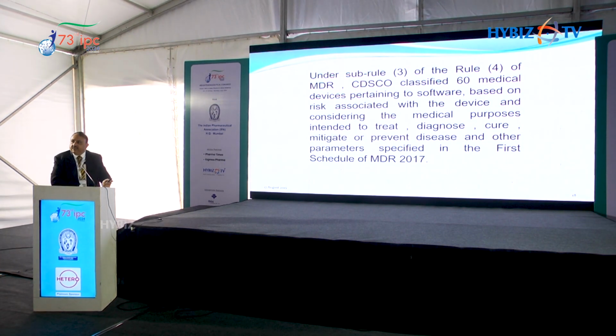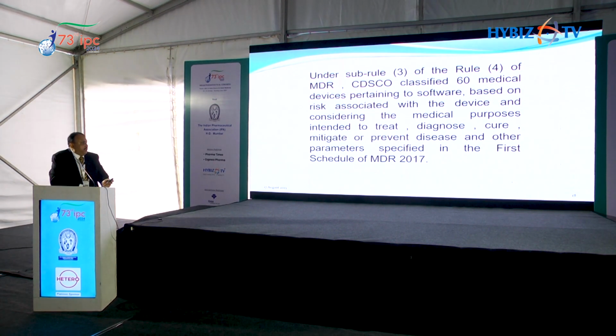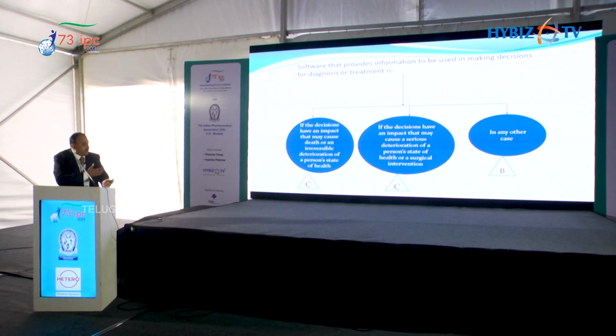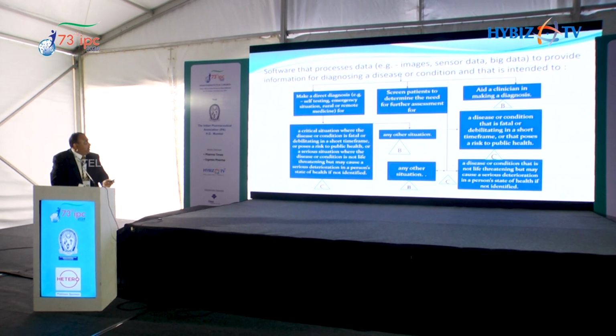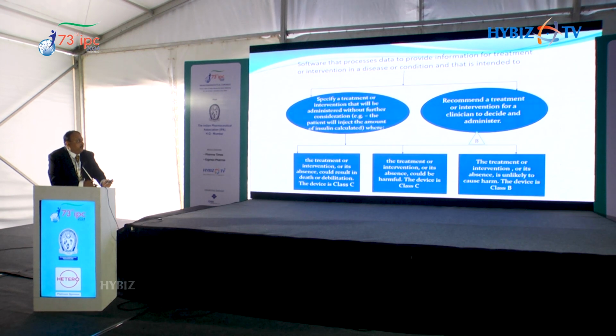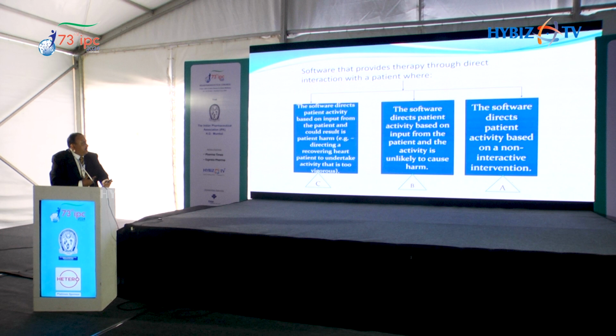Sixty software medical devices have been classified based on the intended use and the purpose intended to treat, diagnose, cure, mitigate and prevent disease. These are the software-based classifications. Some software provides information, and they are classified based on parameters. These are the software that process data to provide information for diagnosis of disease. These are the software that process data to provide information for treatment or intervention in diseases or conditions. And these are the classification of software which directly intervene in patient treatment.